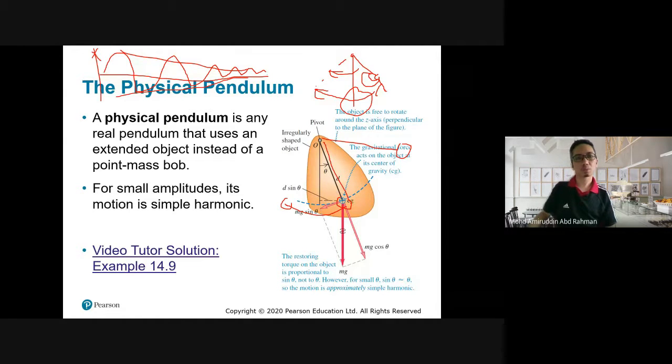This is based on time. Other damping factors will follow. So that is the physical pendulum. You can just look at the example by yourself.